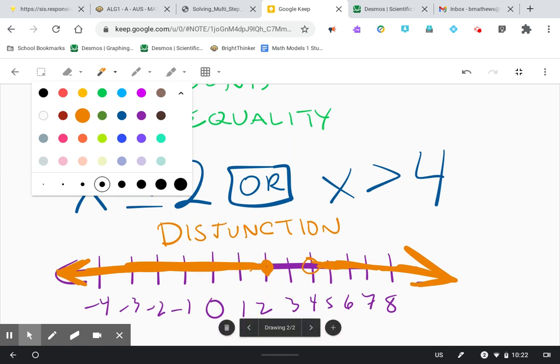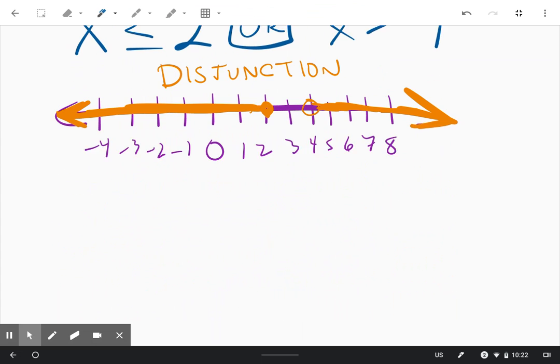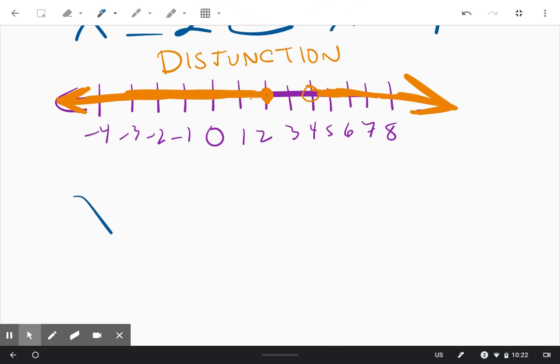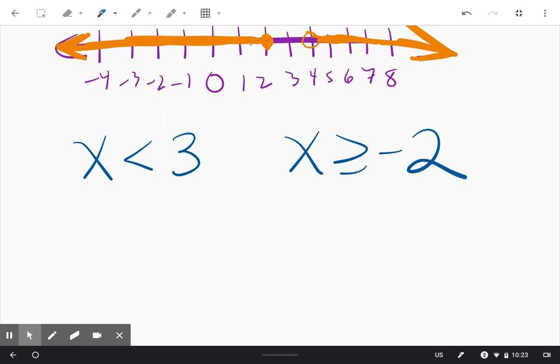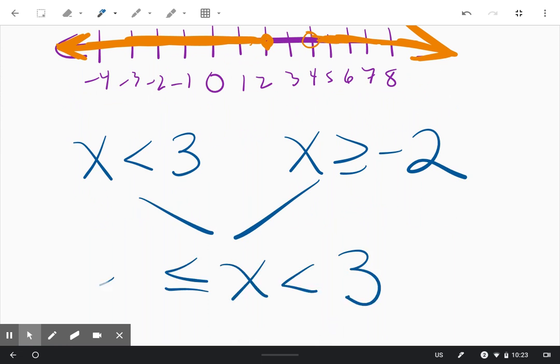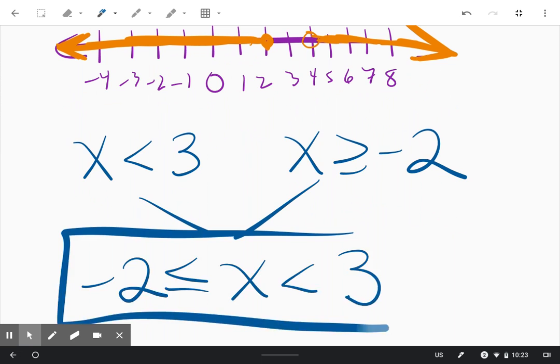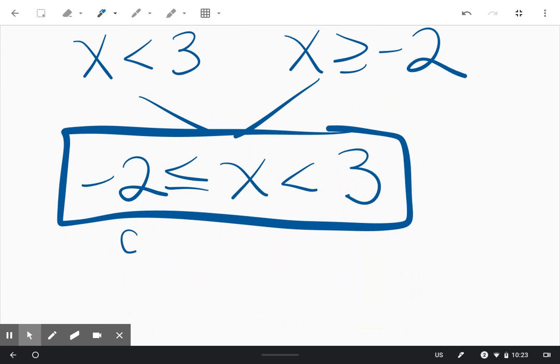Now, on the other side, we have what we call a conjunction. So a conjunction is when we say something like this. We say x is less than 3 and x is greater than or equal to negative 2. And when we look at those together, what we find out is that if I were to combine these statements and I put x here, I know that x is less than 3, but x is also greater than or equal to negative 2. This can be combined into a single statement. And that single statement is what we call a conjunction. It's the joining together of those two statements into one.